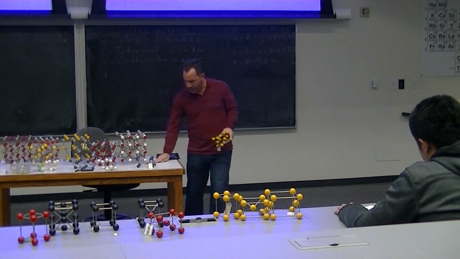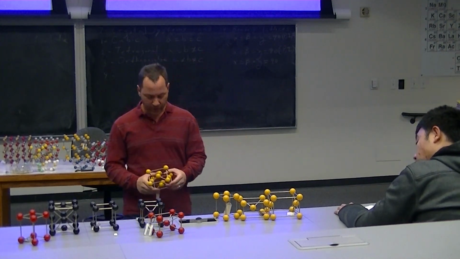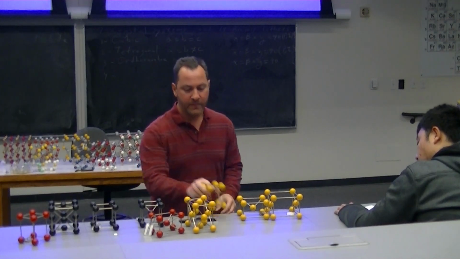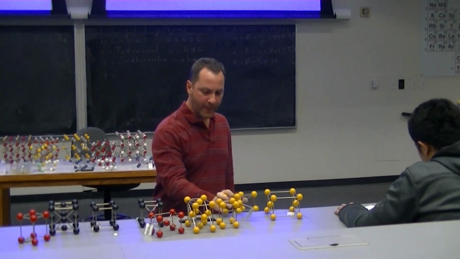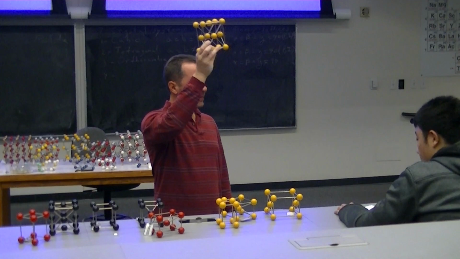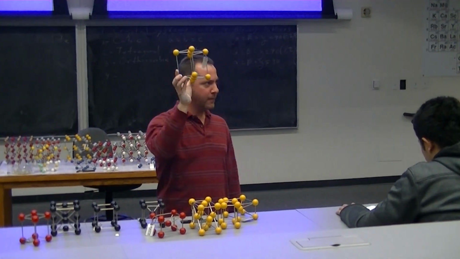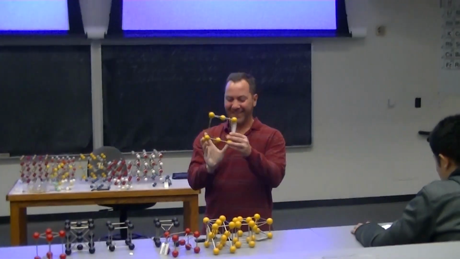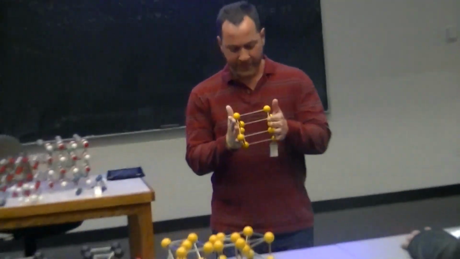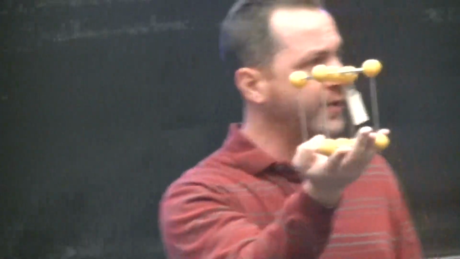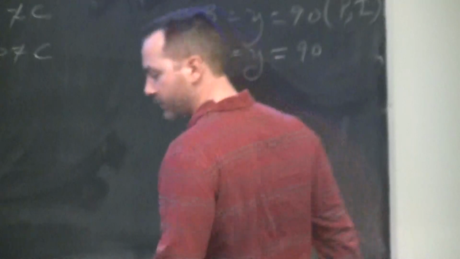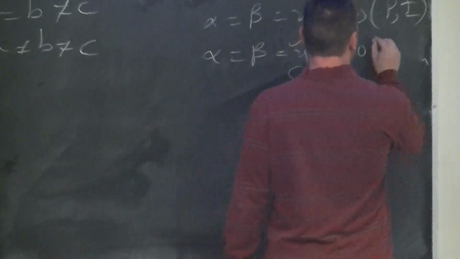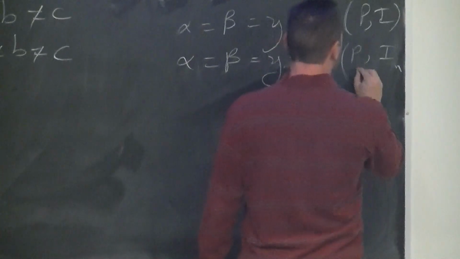And we have 4 different ones. And let's go fast with this. P, I, F, D. This is just centered in the base. This is called base center. And the symbol for this will be C, the letter C. So for the orthorhombic, we have P, I, F, and C.